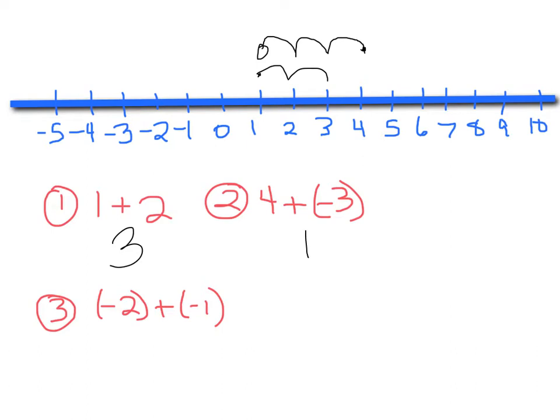Alright, number 3, -2. Start here with -2. And I'm going to add a -1. Now remember, -1s go to the left. So I'm going to add a -1. It means I'm going to go to the left one. And my answer is -3.